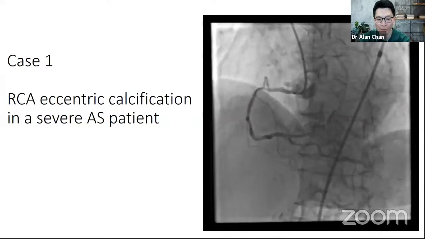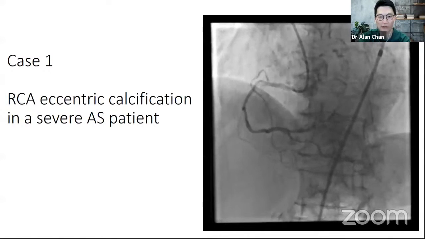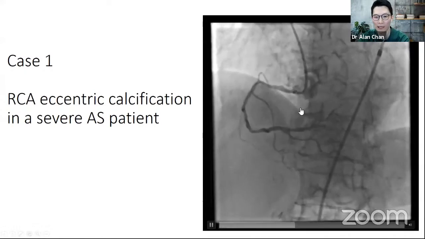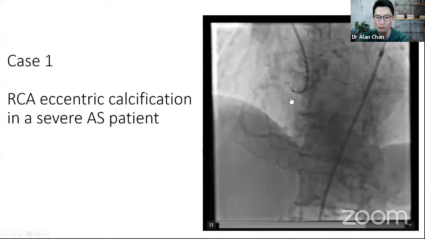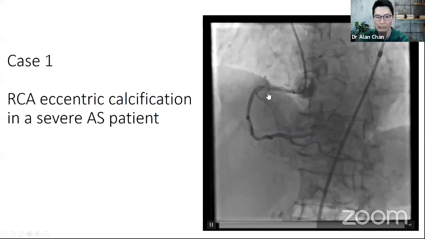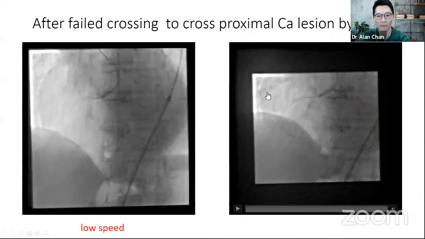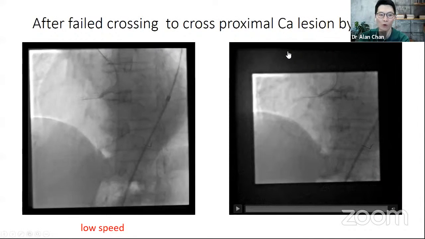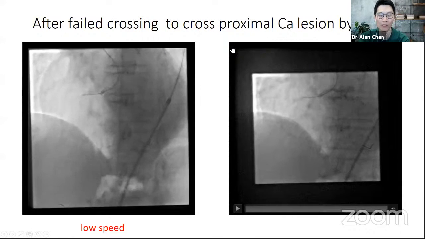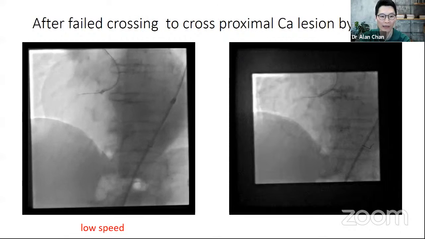So I will share this first case. It's an eccentric calcification of the RCA in a severe AS patient, an 80-year-old lady. We first tried to treat the coronary first. You can see the calcification is very eccentric in the inner curve, and at the beginning we could not cross with the OCT catheter. So we pulled out our orbital atherectomy to try to avoid distal low reflow in this severe AS patient.